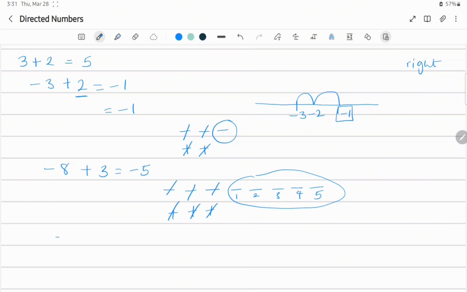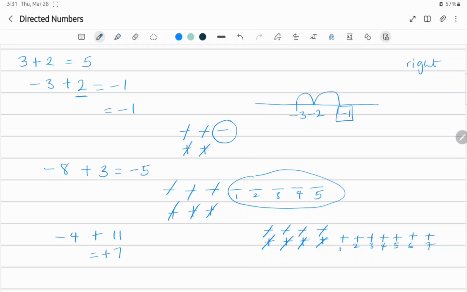Let's say we want to add -4 plus 11. We have 4 negatives. 1, 2, 3, 4. And we have 11 positives. 1, 2, 3, 4, 5, 6, 7, 8, 9, 10, 11. So let's cancel out. This cancel this. So let's count. 1, 2, 3, 4, 5, 6, 7. I have 7 positives. That means my answer is +7.